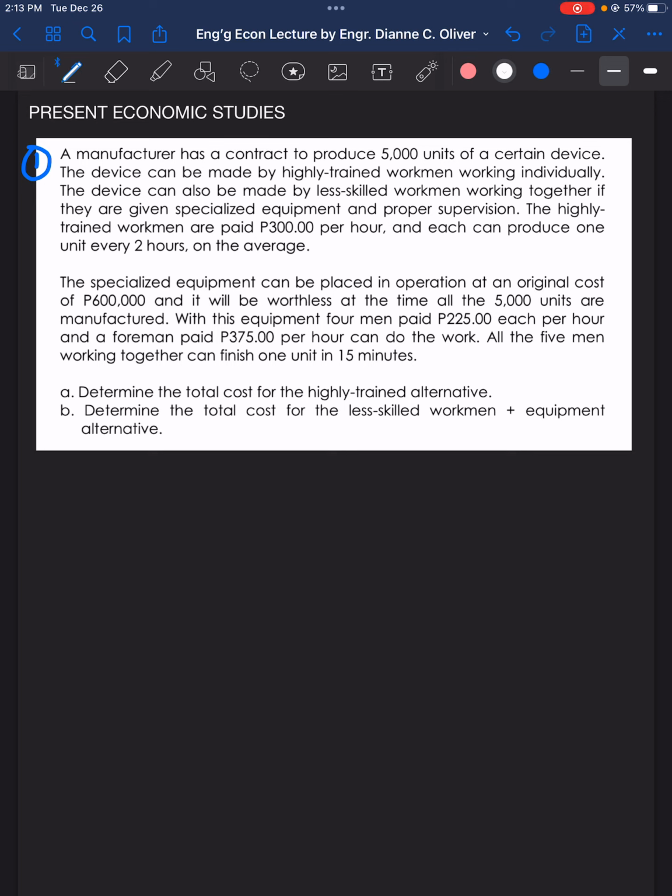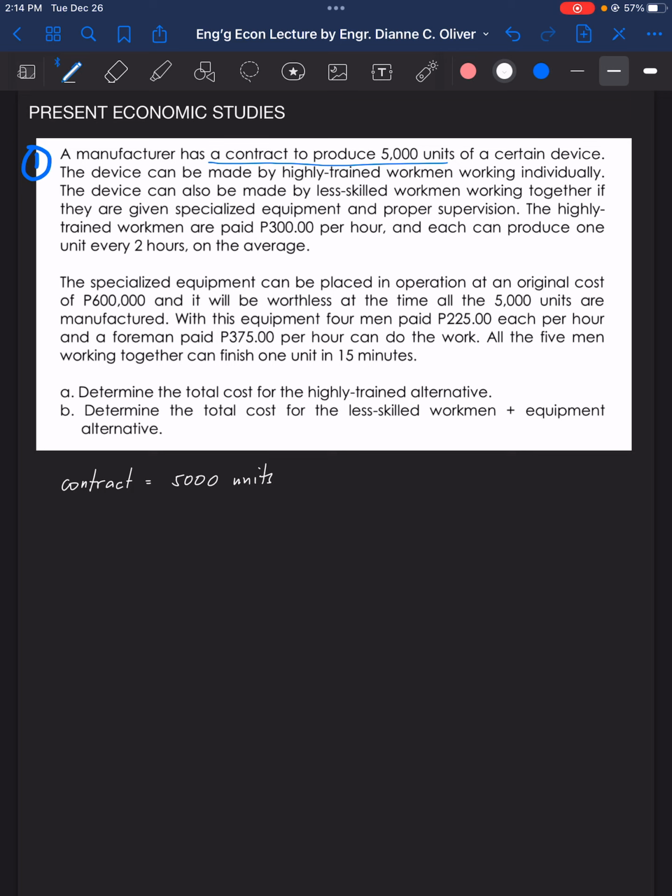So we have here, this is fixed. The manufacturer has a contract to produce 5,000 units. So the contract is 5,000 units. We have here two alternatives. The first one is wherein they are to employ highly trained workmen, and for the second alternative, the less skilled workmen plus equipment. So it's asking for the total cost for the highly trained alternative, and the cost for the second alternative, the less skilled plus the equipment. And let's see which between these two alternatives is more economical.